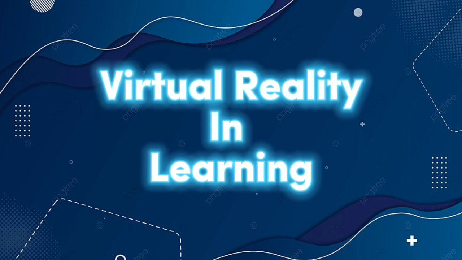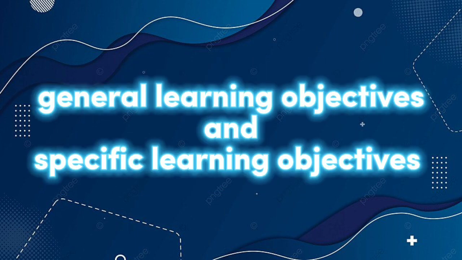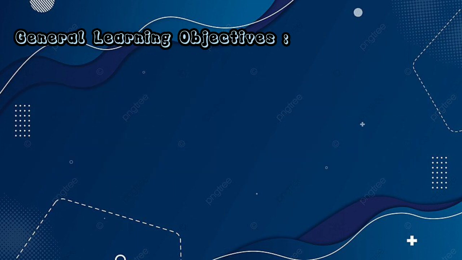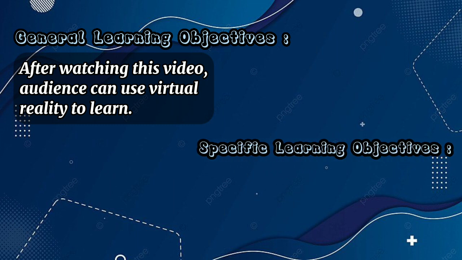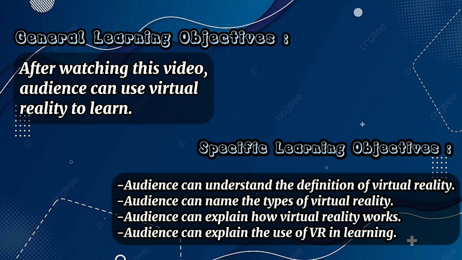Virtual reality in learning. The following are the general learning objective and specific learning objectives. General learning objective: after watching this video, the audience can use virtual reality to learn. Specific learning objectives that we will discuss at this time: the audience can understand the definition of virtual reality, the audience can name the types of virtual reality, the audience can explain how virtual reality works, and the audience can explain the use of VR in learning.